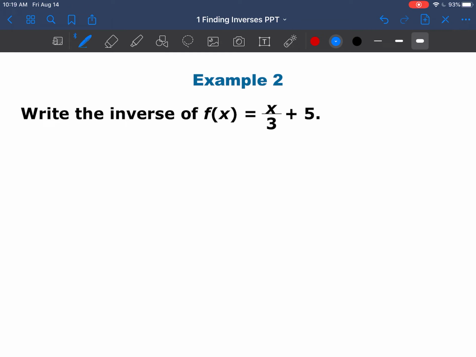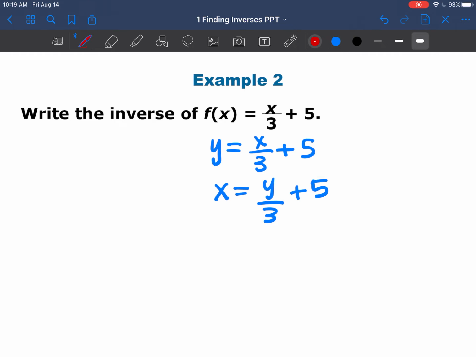Okay, next, f of x equals x over 3 plus 5. Okay, and so step 1 is to get rid of that f of x notation and put a y, and then switch x and y. Now we have two things hanging out with the y. We have a 3 and a 5 that we need to get rid of.